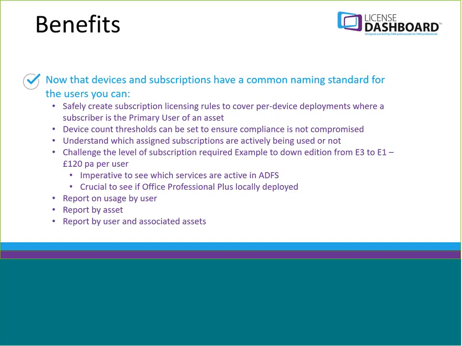You can understand which assigned subscriptions are actively being used or not, and free up any that aren't. It also empowers you to challenge the level of subscription required. For example, to downgrade from E3 to E1, equivalent of 120 per annum per user, it's imperative to see which services are active in Active Directory Federation Services, but it's also crucial to see if Office Professional Plus is deployed locally. It will also enable you to report on usage by user.